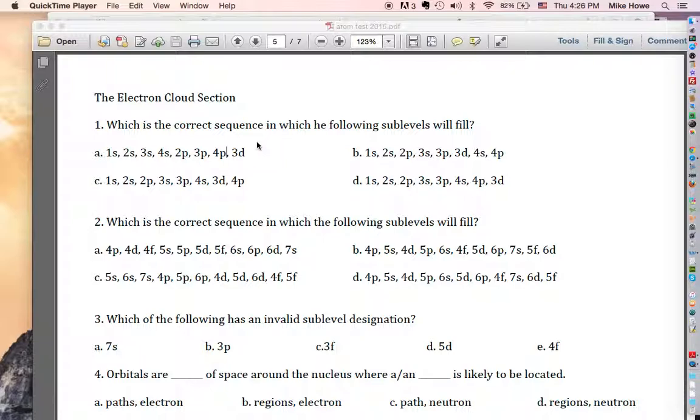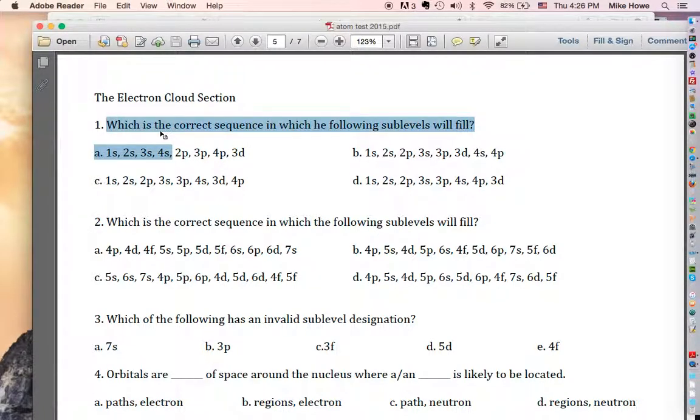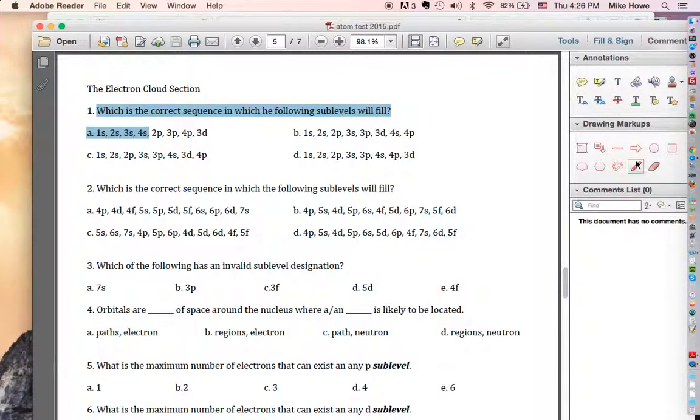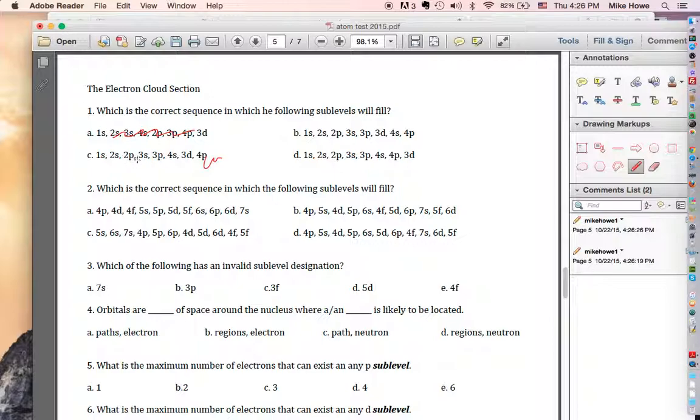So this is the electron cloud section of the test. First question, what's the correct sequence in which the following sublevels will fill? I'm going to turn on my pencil here. There it is. So what we do is we look at the sequence, 1s, 2s, 2p should be next, so that one, we know that one's out. 1s, 2s, 2p, 3s, 3p, 4s, 3d, 4p, that looks pretty good.